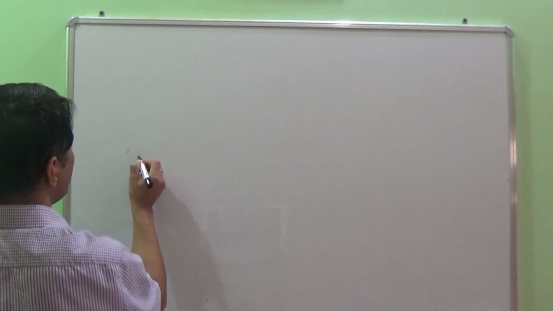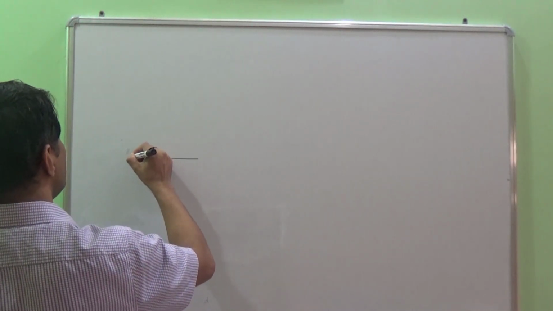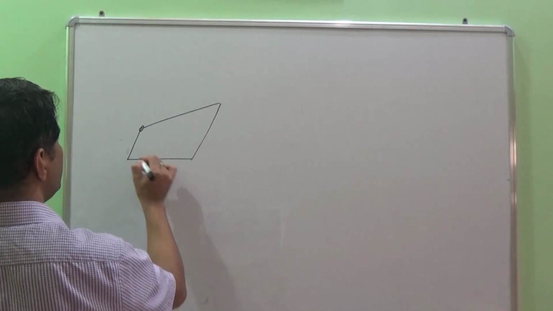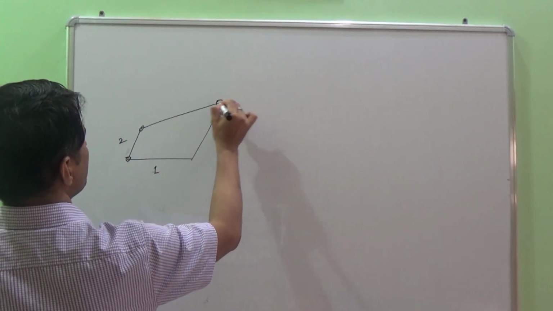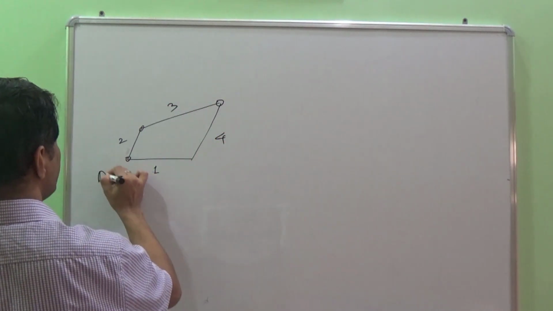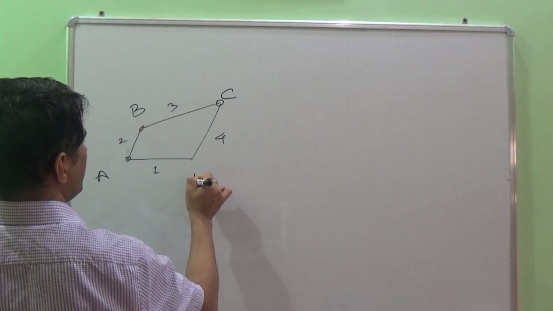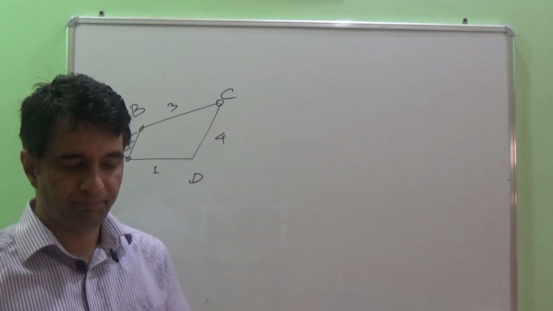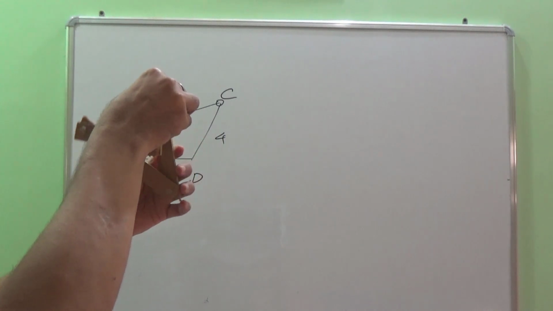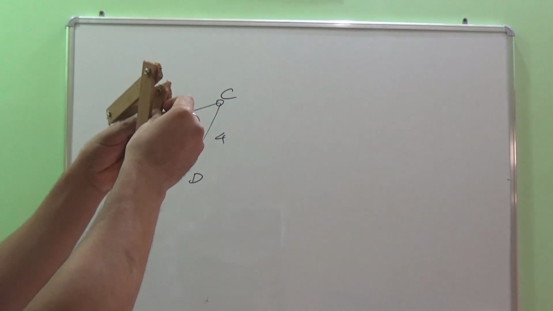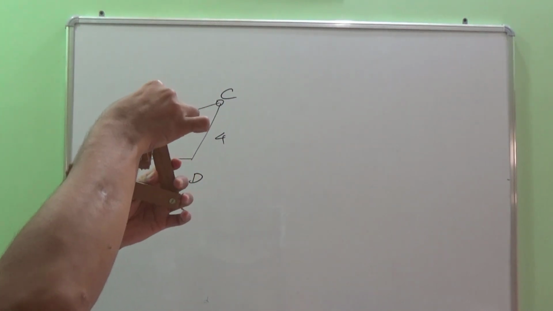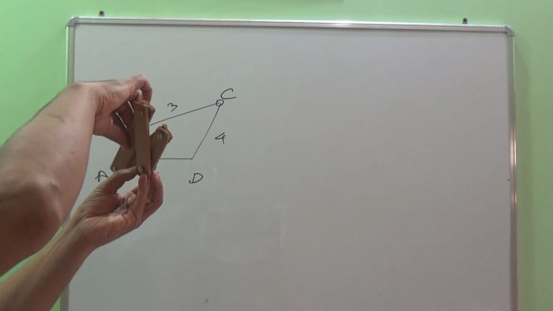Now instead of fixing link 1, we may fix link 2, and we will try to see what will happen in this case. So 1, 2, 3 and 4. Now this link is fixed and 1 is free. Now I will show you in the animation part. Now I am rotating it, right?